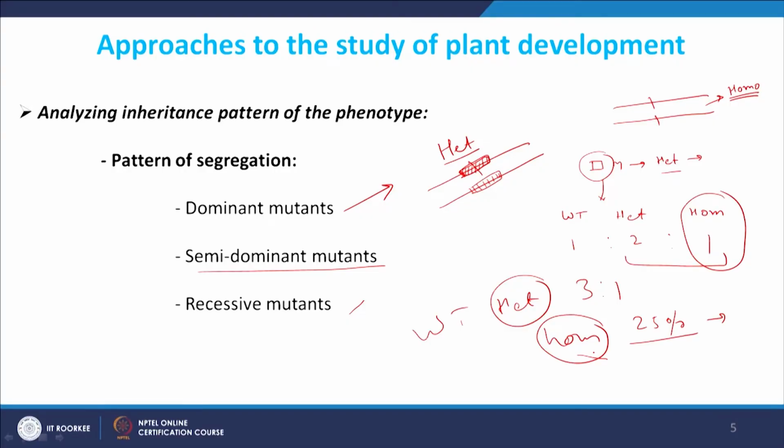Another condition is the semi-dominant. So, in the semi-dominant mutant condition, you have wild type, heterozygous and homozygous. Now, the heterozygous and homozygous, in case of a purely dominant mutant, have the same phenotype. In case of recessive mutants, only homozygous will have a phenotype, but in case of semi-dominant mutants, the heterozygous and homozygous both will have a phenotype, but the severity of the phenotype will be more in case of homozygous than the heterozygous. So, you have a range of phenotype in this case.